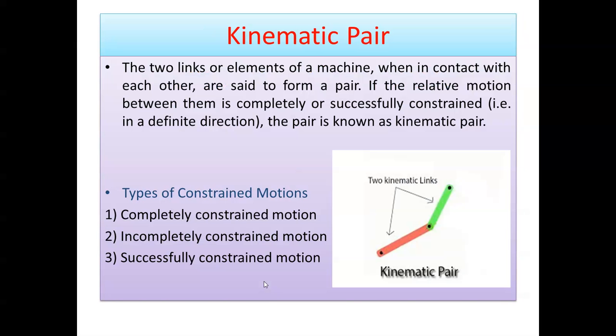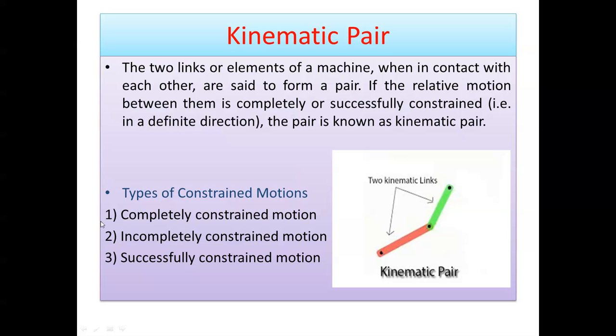Now, next we'll discuss the kinematic pair. In this figure, as you can see, we have two kinematic links. When they are in contact with each other, they are said to form a pair. But when a particular relative motion takes place between them, completely or successfully, then that pair is known as a kinematic pair.